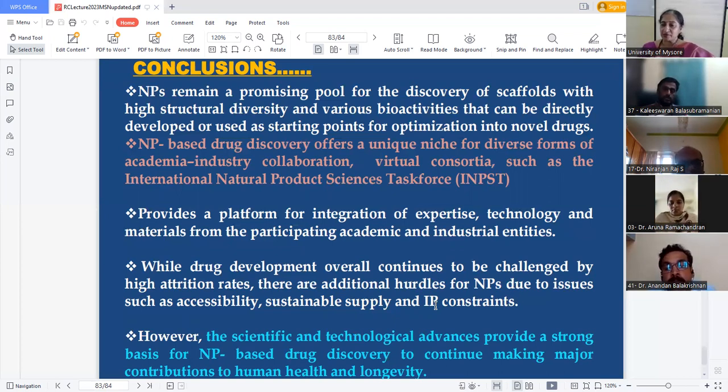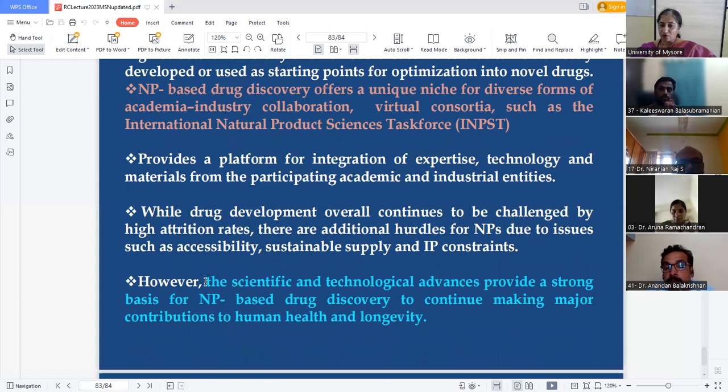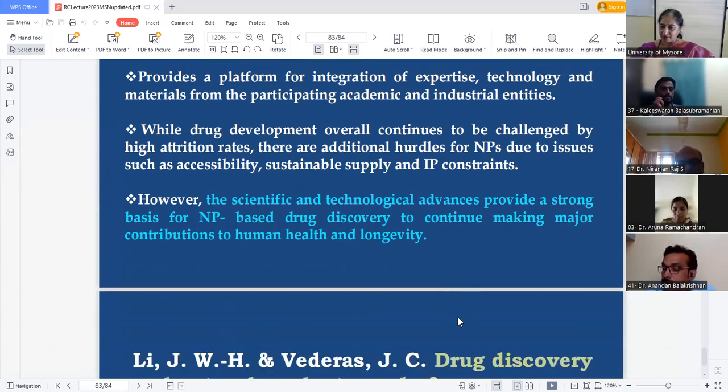The marine environment is not limited to one country. There are countries which share borders with the ocean. So that is where the IP constraints take place. And these are the issues which have to be addressed according to the CBD, the Convention on Biological Diversity, as well as following the Nagoya Protocol, Kyoto Protocol, etc. So therefore, the scientific and technological advances provided here offer a strong basis for drug discovery to make a major contribution to human health and longevity. That's the theme of our refresher course.